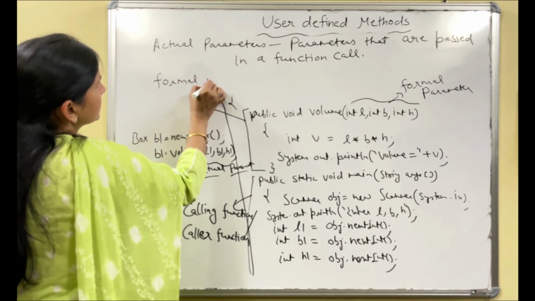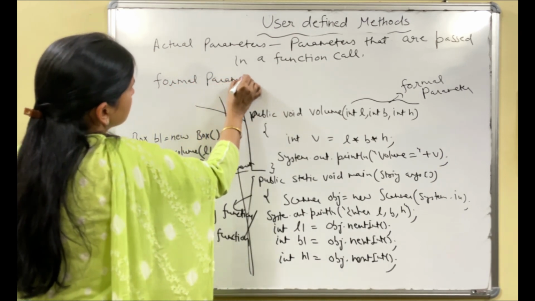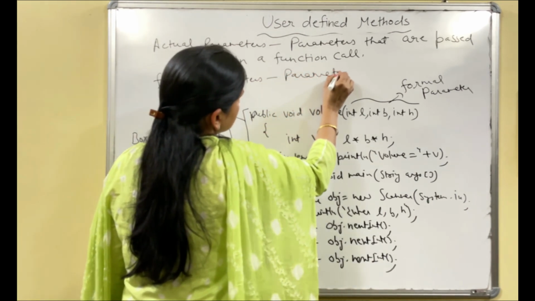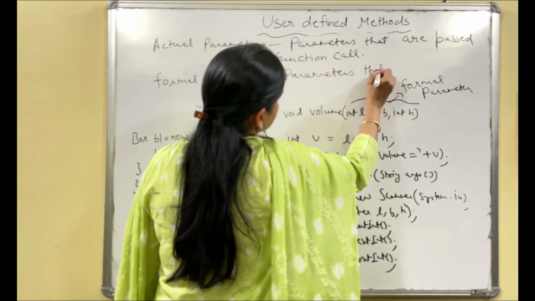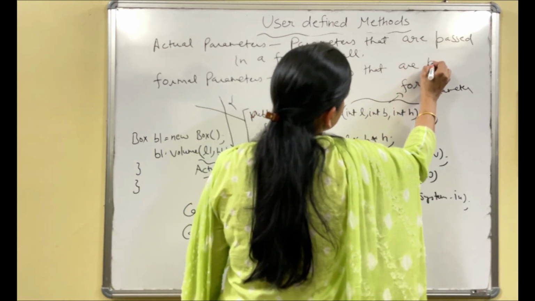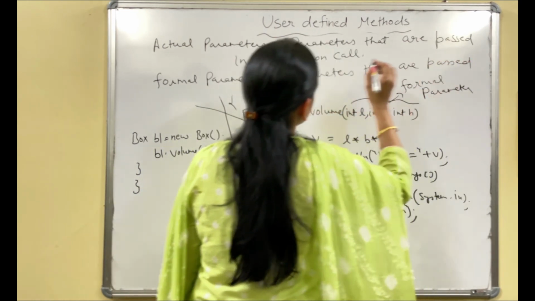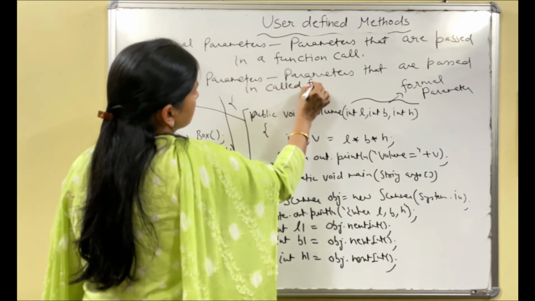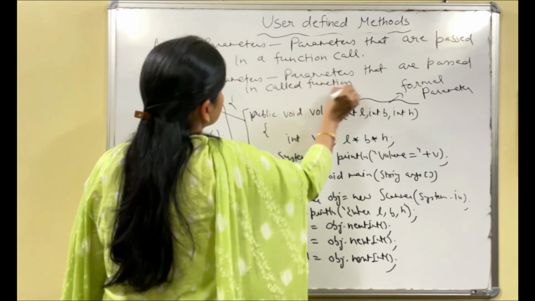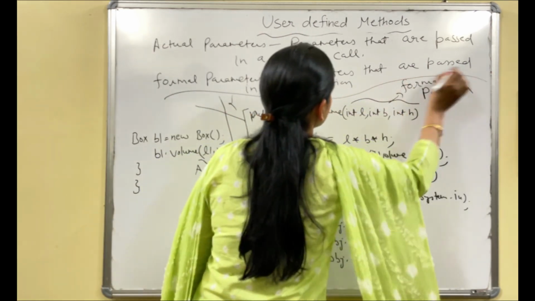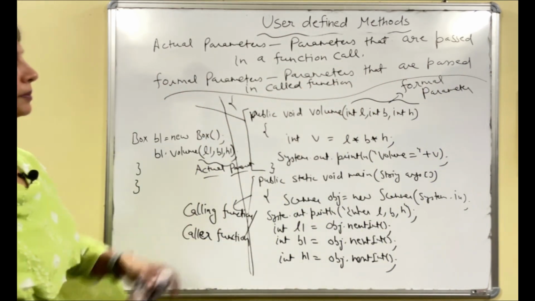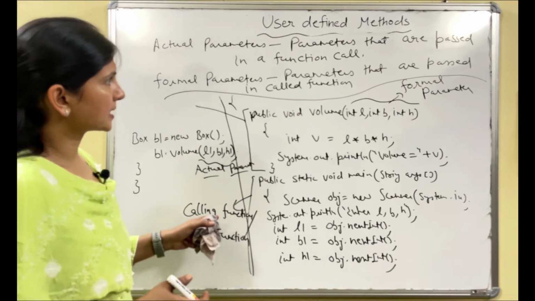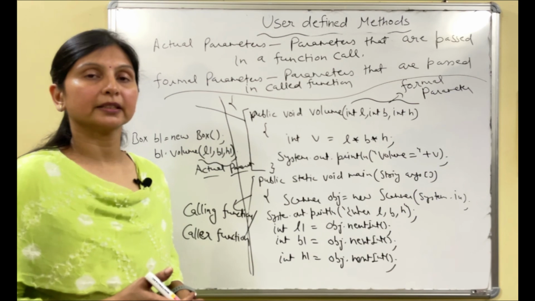Formal parameters: parameters that are passed in the called function are called formal parameters. Fine. I hope it is clear, actual parameter, formal parameter.